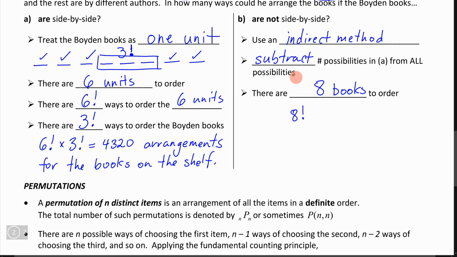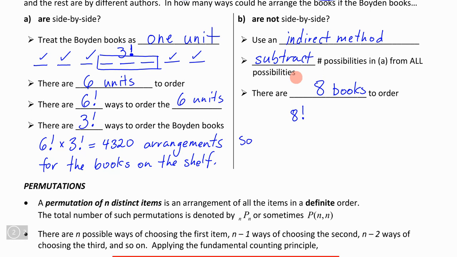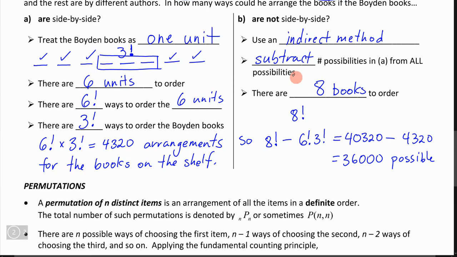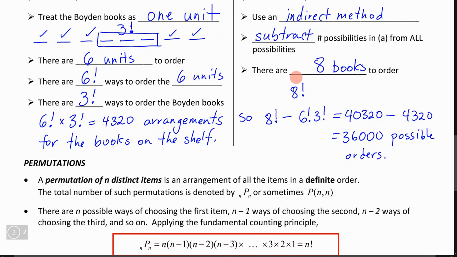And so that means to find the number of ways to arrange the books so that the Boyden books are not side by side, there are 8 factorial total possibilities minus the 6 factorial and 3 factorial possibilities of the books being beside each other. So that gives me an answer of 40,320 minus 4,320, which is 36,000 possible ways to arrange these books so that the Boyden books are not beside each other.